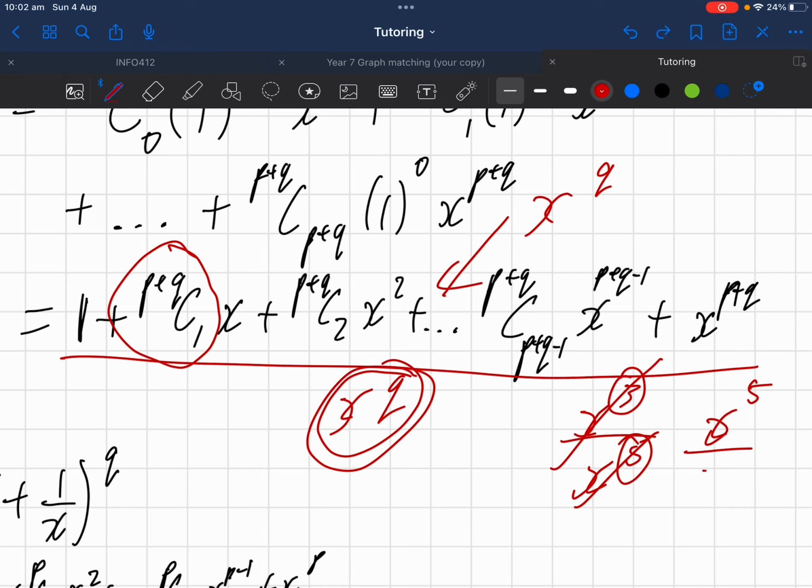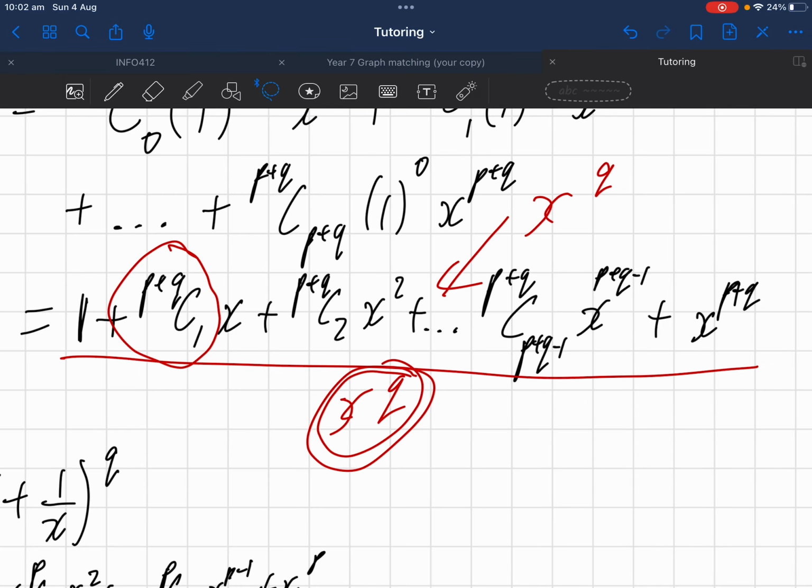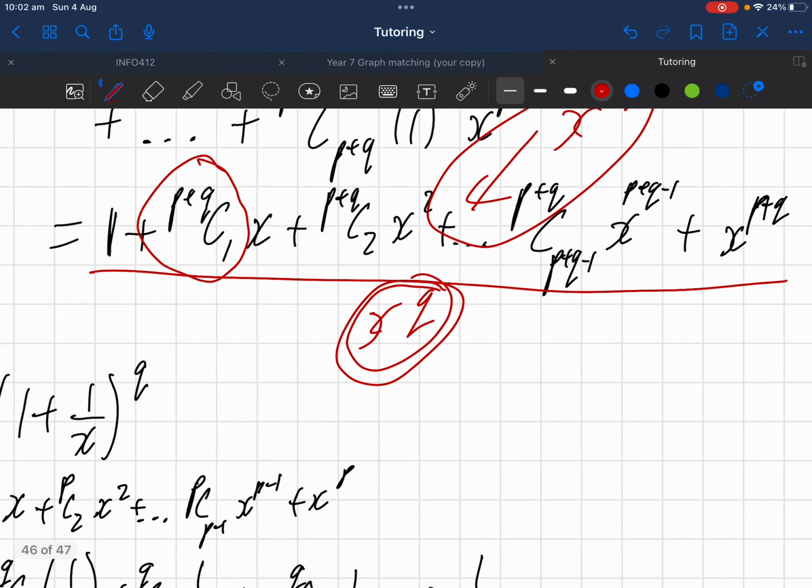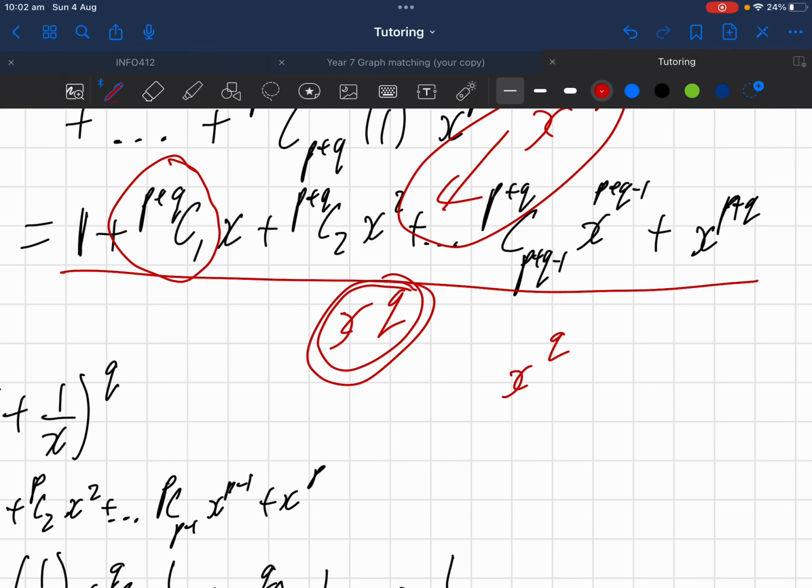Okay, so you need to cancel them. Since the x to the q is on the bottom, the only time they're going to be the same is when the top is x to the q as well. So what's going to make an x to the q term? Well, it's just going to be when we get up to x to the q, right? Because we start at x to the 0, then we get to x to the 1, then x squared, x cubed, until you eventually get to x to the p plus q at the end. So when you get to the x to the q term, that's going to be the one that cancels with the x to the q.